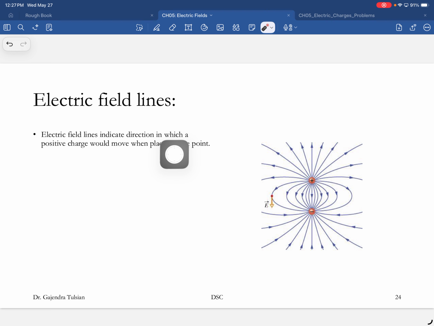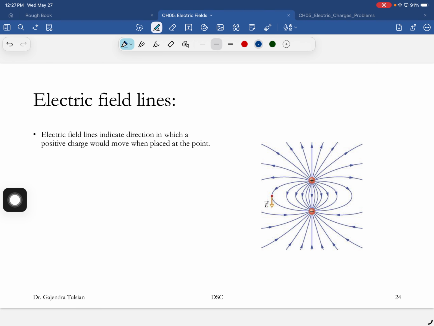Electric field lines indicate the direction in which a positive charge would move. So what we are saying, and let's make sense of this: here is a positive charge. If I place another positive charge, which way would it move? Positive charges feel a force in the direction of the electric field. And if I place a negative charge here, which way will it move? That way. So positive charges move in the direction of the electric field lines, and negative charges move in the opposite direction.